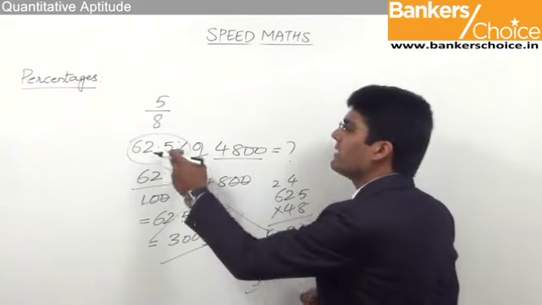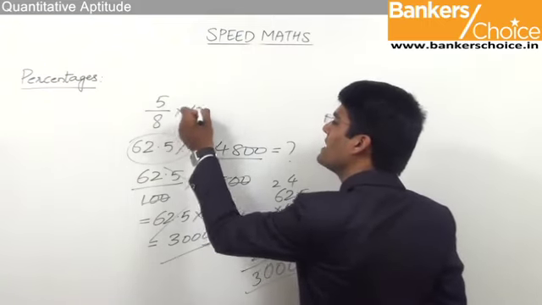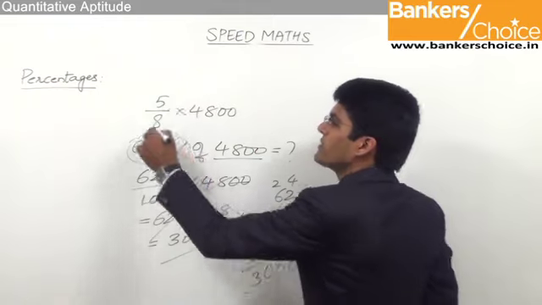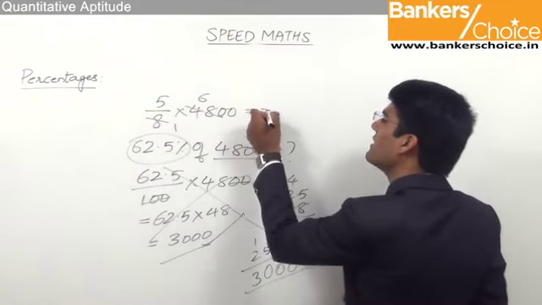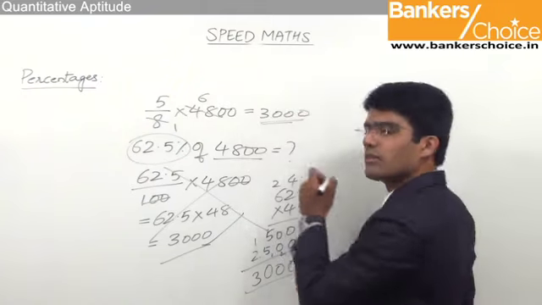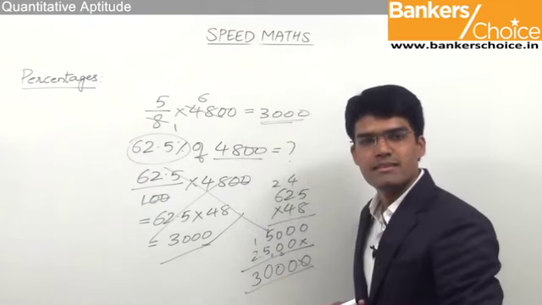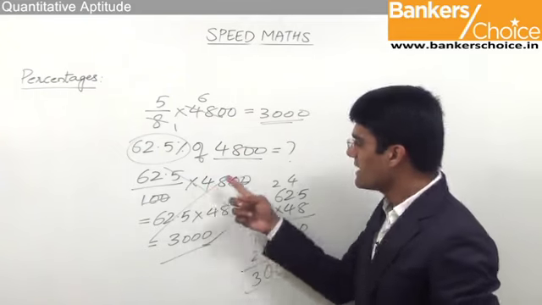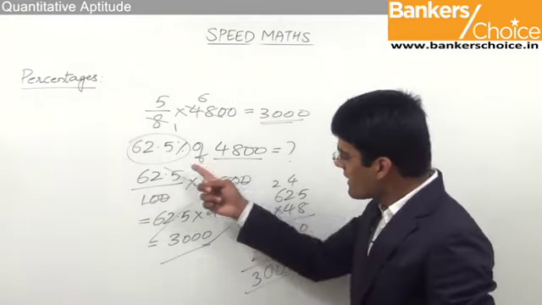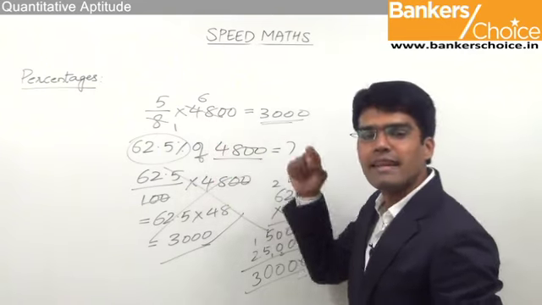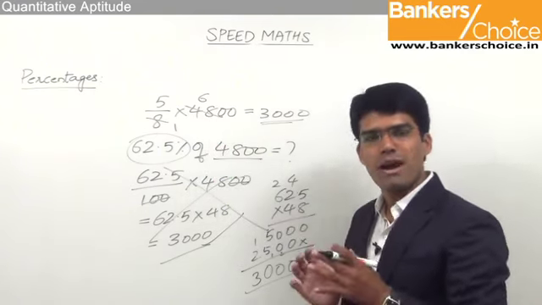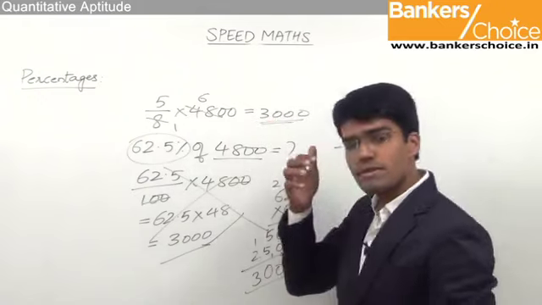For example, here the calculation can be done as 5 by 8 into 4,800. So 8 into 1 and 8 into 6 is 48 and 5 into 6 is 30. So the answer here will be 3,000. Now try to compare the two methods. Answers are same, but look at the number of steps. Here we write so many steps in the general method, but in this case we hardly write anything on paper. And if you are smart in calculations, even this step is not required.